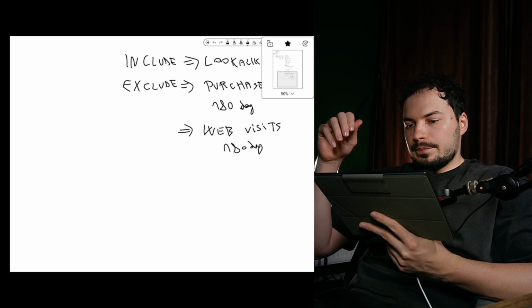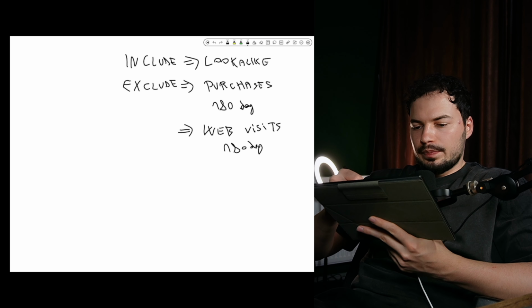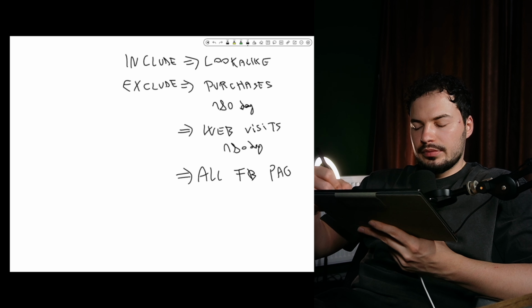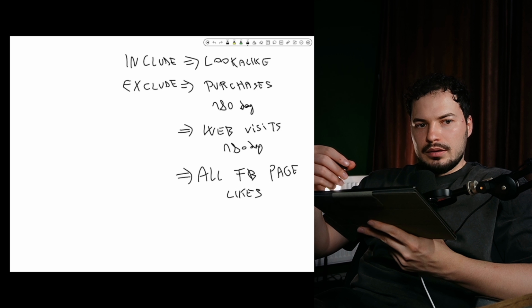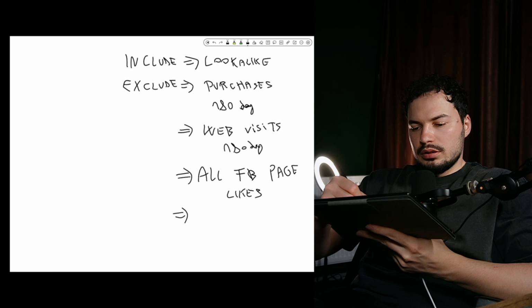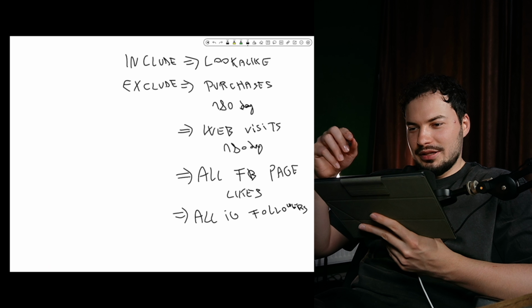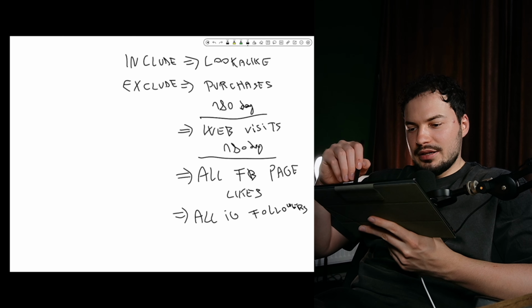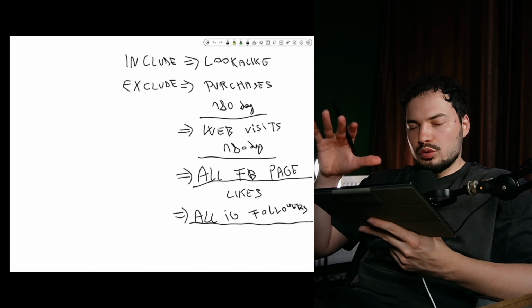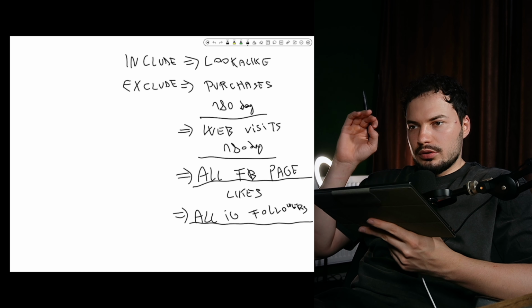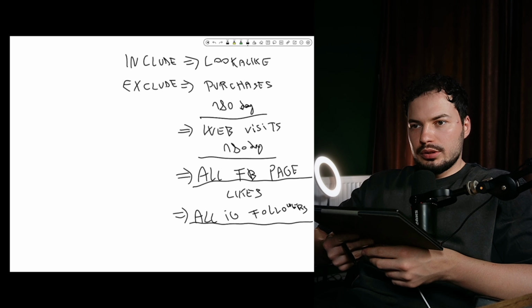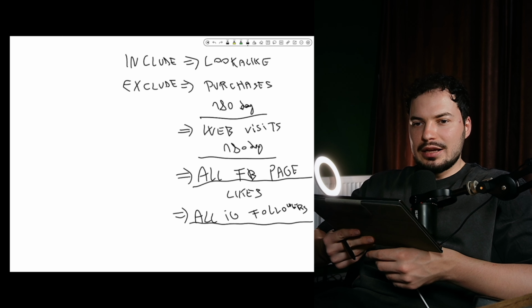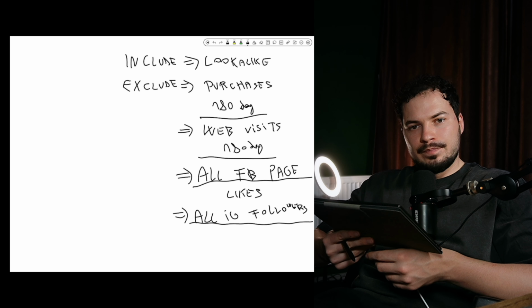You can also exclude people who like your page, so all Facebook page likes, all Instagram followers. Sorry for my bad writing. So we have the purchases 180 days here, the web visits 180 days, all Facebook page likes, and all Instagram followers. Exclude them if you want this audience to be as cold as possible. And if you want a fully cold audience, you can also exclude people who engaged with your page in the last 365 days. And that's it.